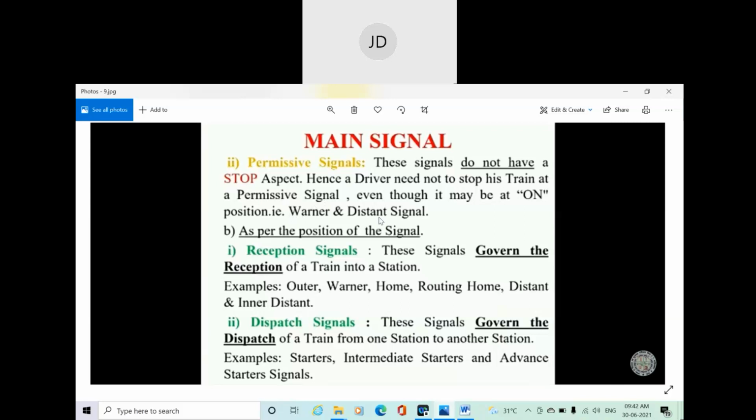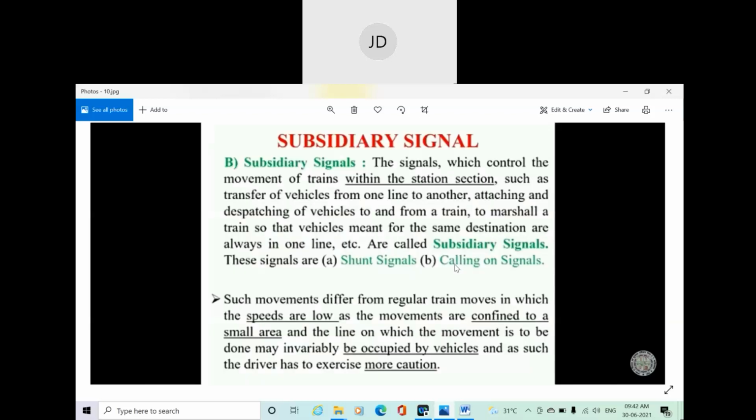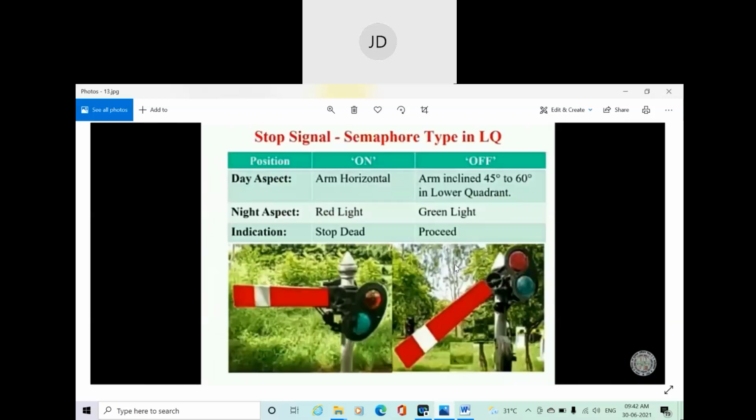These two kinds of signal can be used as permissive signals, and these signals are used ahead of a stop signal. Warner signals and distant signals are installed in such a way that when you see a Warner signal, you get informed that some distance apart there will be a stop signal. To give warning to the loco pilot about the stop signal, a Warner or distant signal is installed. So we're going to discuss permissive signal now.